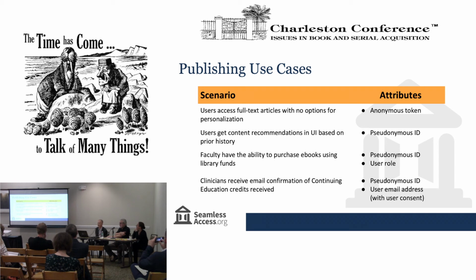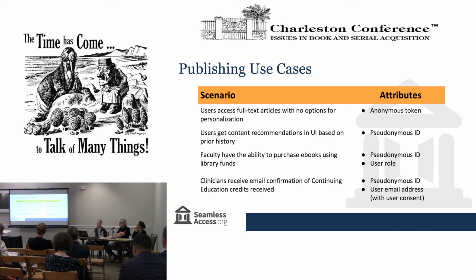Scenario 3, let's say that there's a special feature that's only available to certain users in your organization. In this case, the example is the ability to tap into prepaid funds to buy ebooks for a department. The library might not want everyone to have access to this, maybe only faculty. So the attributes that could be passed could be a pseudonymous ID, plus maybe an attribute for the user's role, which might allow the service provider to say, okay, we're only going to switch this functionality on when we see certain roles, and otherwise we turn it off.